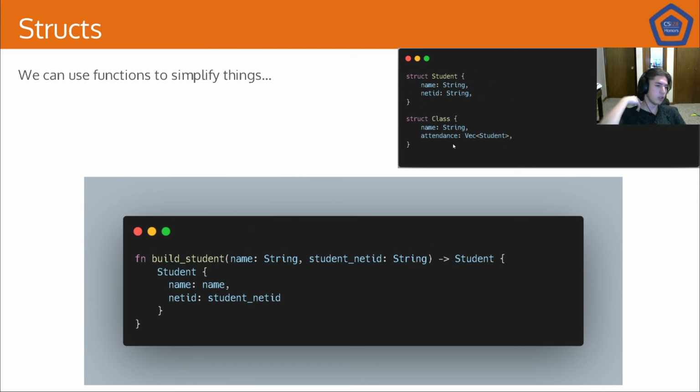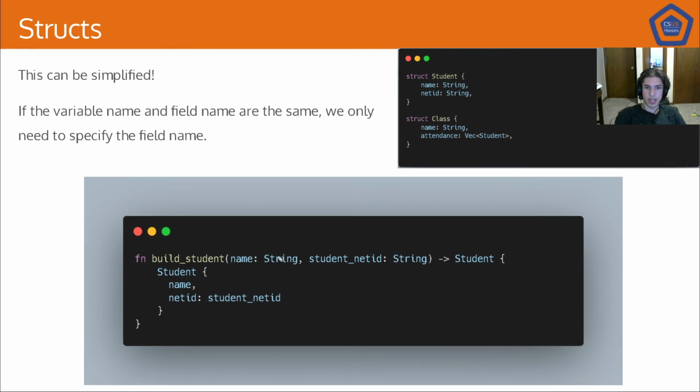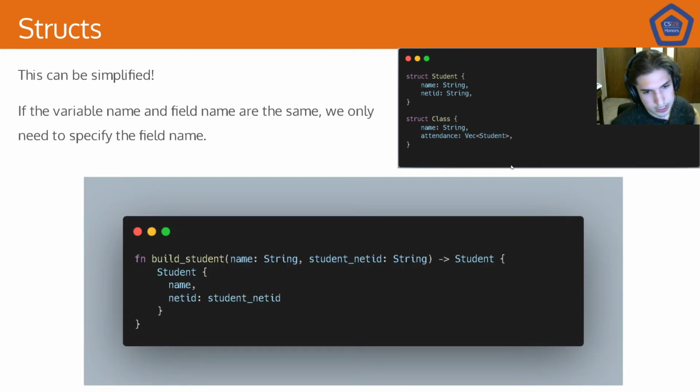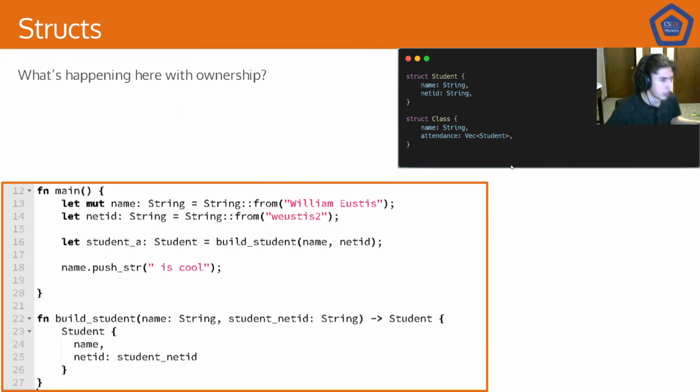So this can be very useful for a lot of your final projects. This can be simplified a little bit. So if the variable name and the field name are the same, then we only have to specify the field name or the variable name. I mean, it's the same, so you can call it whichever one you want. And that's pretty much it. We can have a function return a student. You can have students as parameters to a function. Infinite flexibility. But I do want to analyze a little bit on what happens with ownership in this case.